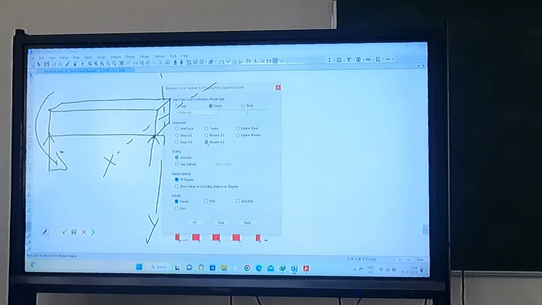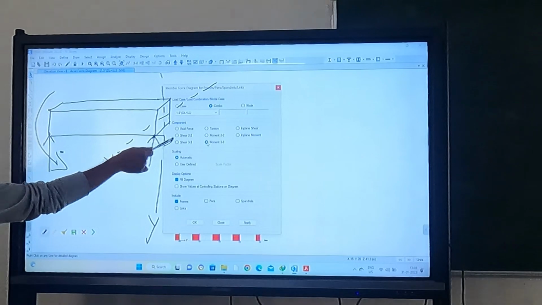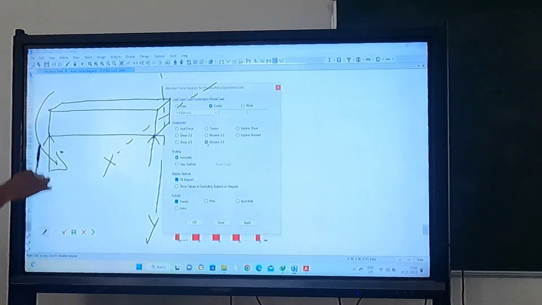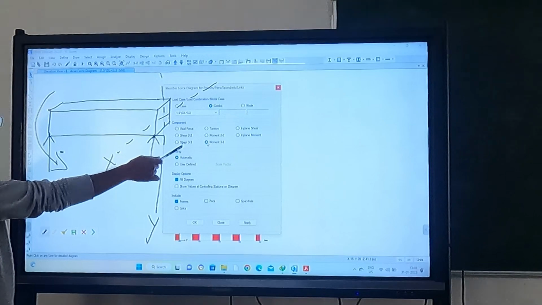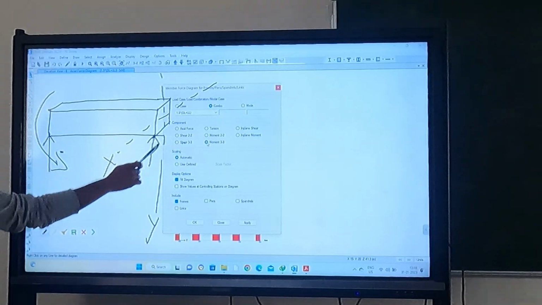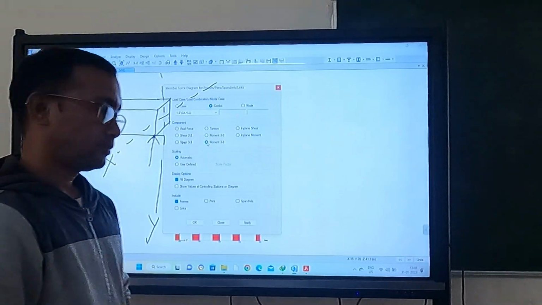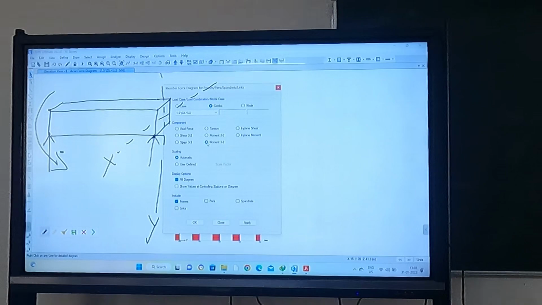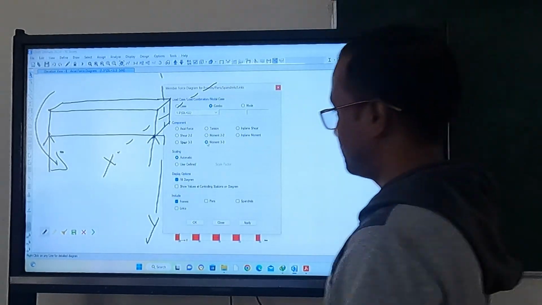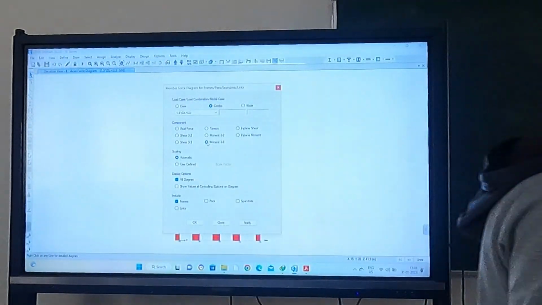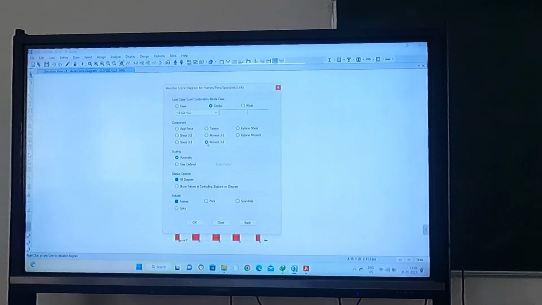But for design, which one you want, moment 2-2 or moment 3-3? Moment 3-3, right? So similarly shear also, shear coming in this direction vertical, that will be V3-3, and shear in horizontal, that will be V2-2. So let's say I want to check M33 for again this gravity load combination, and then apply.